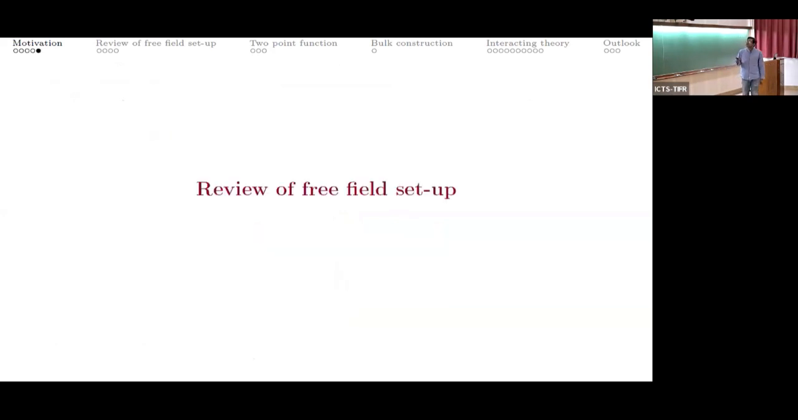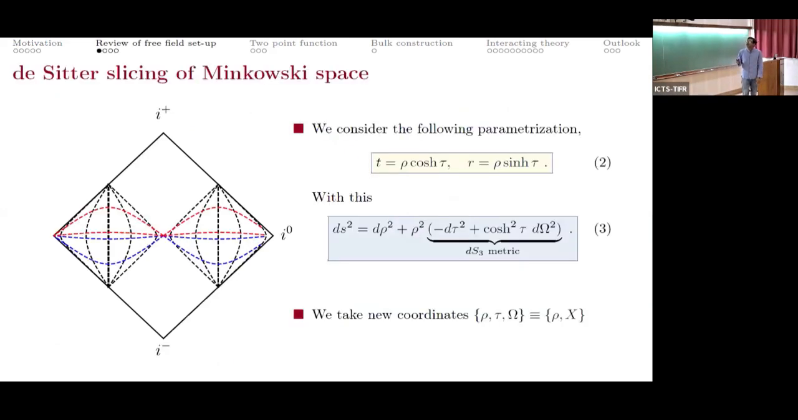Let me talk about the setup I will be using. I will take some slicings of Minkowski space, often called de Sitter slicings. There is the time coordinate in flat space, t, and there is r, the radius. We can take t equals rho cosh tau and r equals rho sinh tau. This coordinate patch fills the spacelike region of the light cone here. If you see this vertical dashed black line, these are constant rho slices, and each of them is a de Sitter 3 slice.